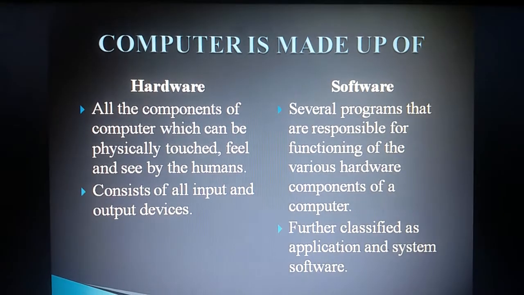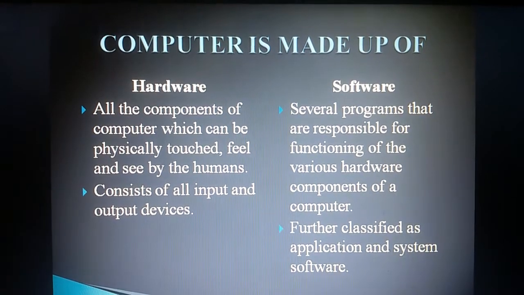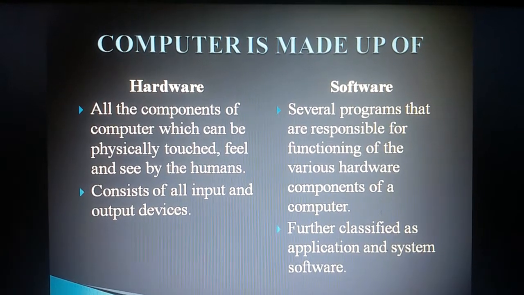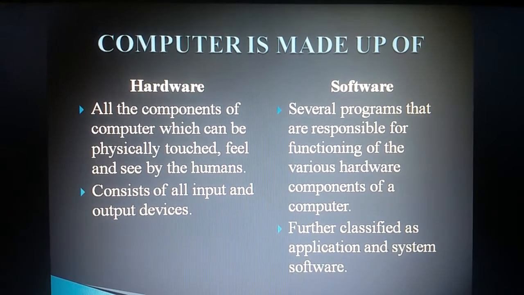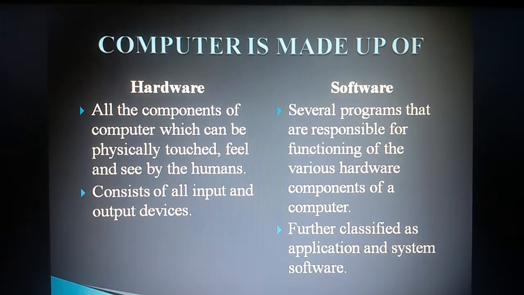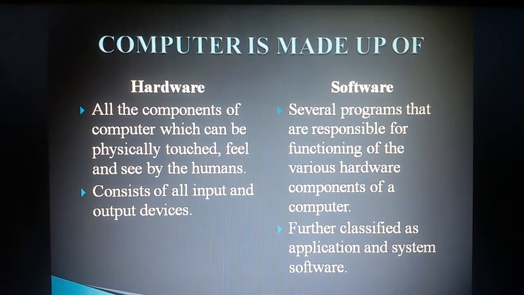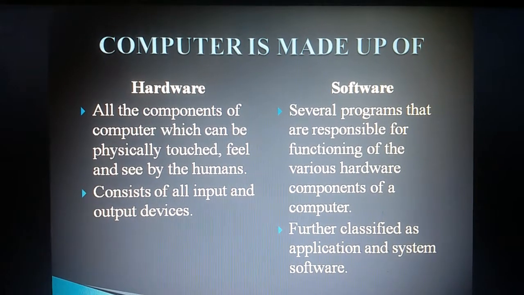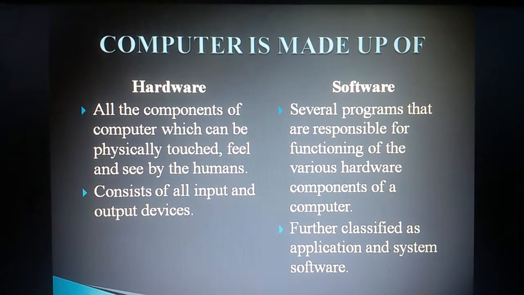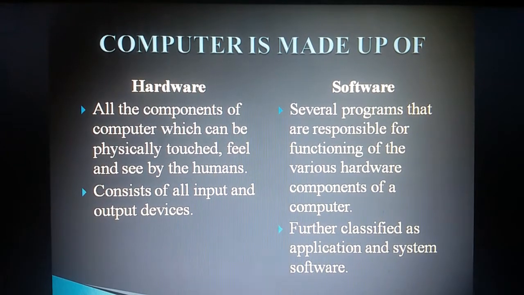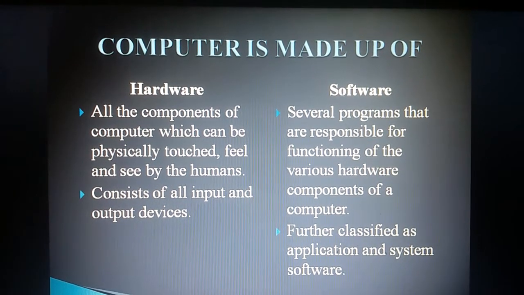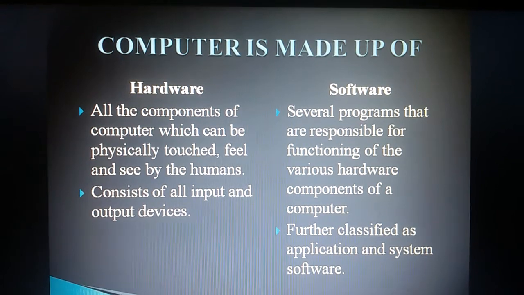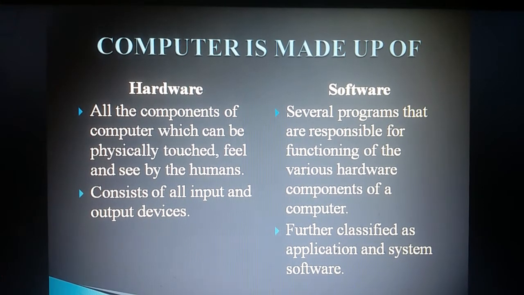A computer system is made up of hardware and software. Hardware refers to all the components of a computer which can be physically touched, felt and seen by humans. It consists of all the input and output devices. And when we talk about software, software is nothing but the several programs that are responsible for the functioning of various hardware components of a computer. Further, software can be classified as application and system software.